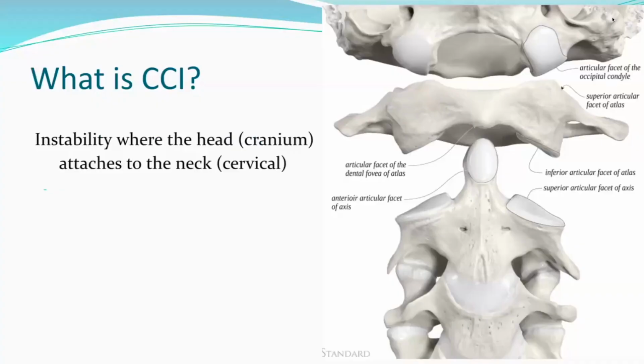So first of all, what is CCI? CCI is instability where the head or the cranium attaches to the neck or the cervical region. What's separated here at the very top is the cranium, the base of the cranium. Just below that is the C1 vertebra. And just below that is the C2 vertebra, which here is connected to the rest of the spine below. So you can see the OA or occipito-atlantal joint at the very top. And then just below that, where the C1-2 or the AA joint articulates. And these are the joints that can be hypermobile in CCI.